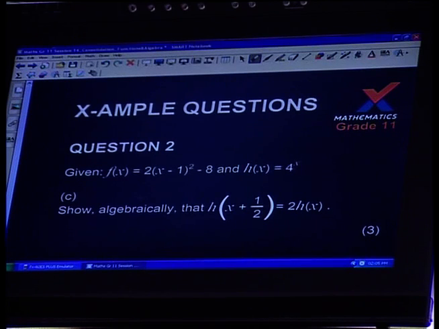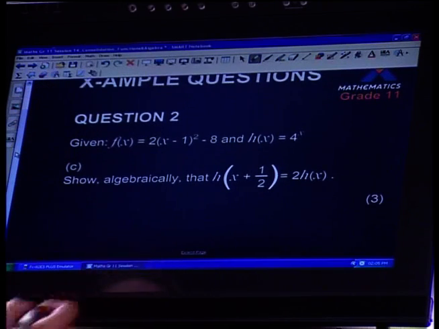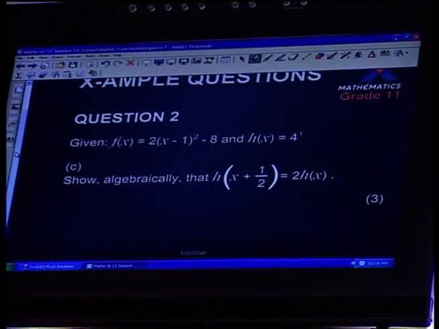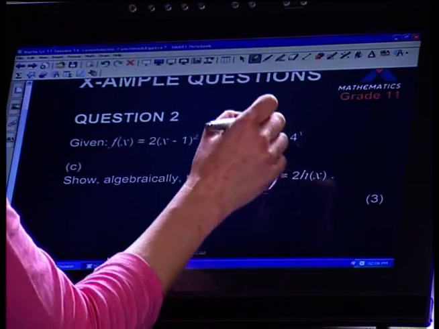Okay, so still dealing with our parabola and our exponential graph, we are now asked to show algebraically that h of x plus a half is the same thing as 2 times h of x. Now, many people might have a problem actually just understanding what the question means. If I say to you h of 2, what you will do is everywhere where there's an x, you will replace the x with a 2. If I say to you h of flower, everywhere where there's an x, you will replace the x with a flower. Now, in this case, we are asked to deal with h of x plus a half, which means everywhere where there's an x in my exponential graph, I'm going to replace it with x plus a half. And then I'm just going to play around with it and hope that I prove what they ask me to prove. So that's the most important part, is just knowing where to start.